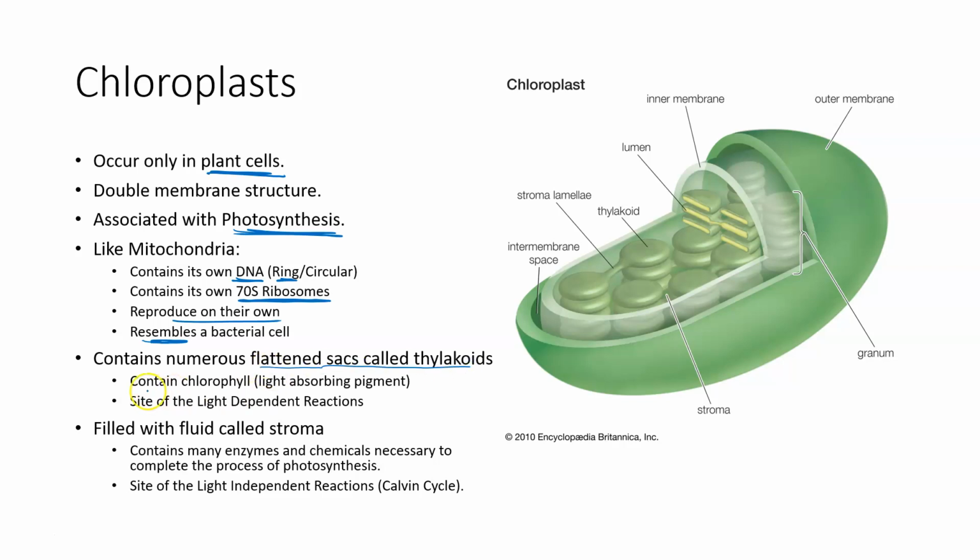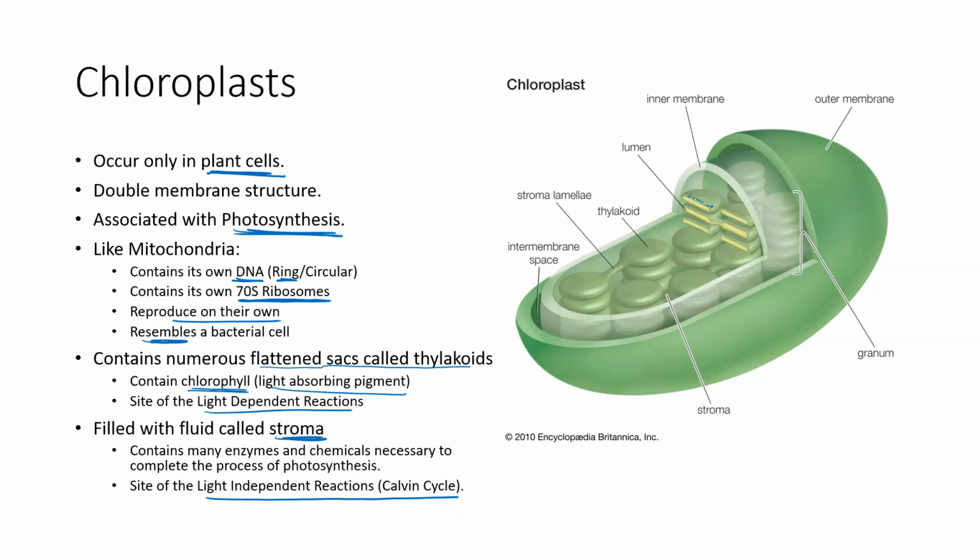Like I said, the chlorophyll that the plant cell contains is actually contained within the membrane of these thylakoids. It is the light-absorbing pigment, and these thylakoid membranes, as will be addressed in future videos, are the site of the light-dependent reactions, which is the first half of photosynthesis. The fluid within the inner membrane is the stroma, and it is the site of the light-independent reactions, also known as the Calvin cycle.